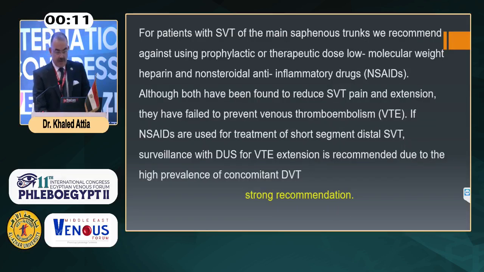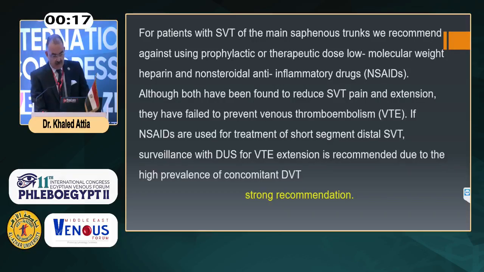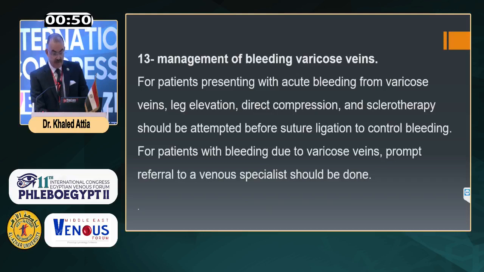For patients with superficial venous thrombosis of main saphenous trunk, we recommend against using prophylactic or therapeutic dose low molecular weight heparin and non-steroidal anti-inflammatory drugs. Although both have been found to reduce superficial venous thrombosis pain and extension, they have failed to prevent venous thromboembolism. If non-steroidals are used for treatment of short segment distal superficial venous thrombosis, surveillance with duplex ultrasound for venous thromboembolism extension is recommended due to the high prevalence of concomitant DVT. Strong recommendation.